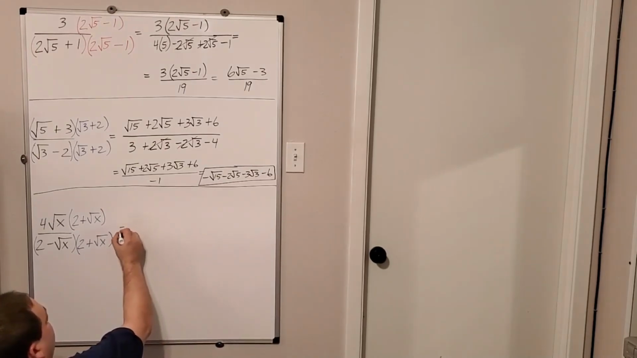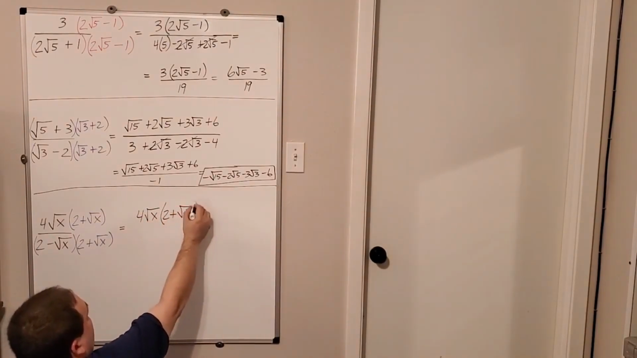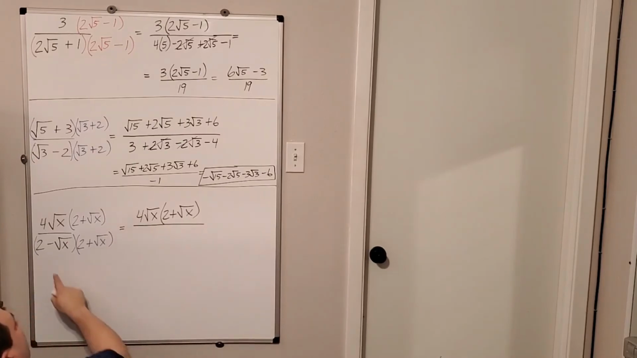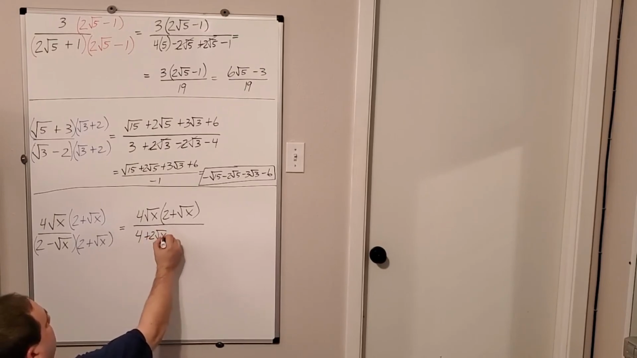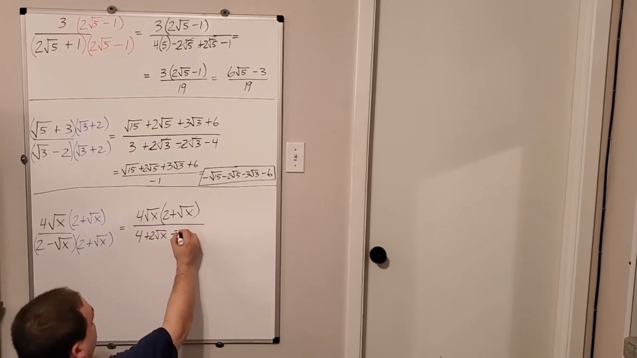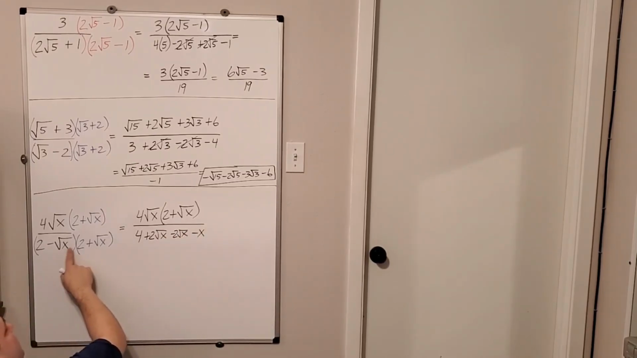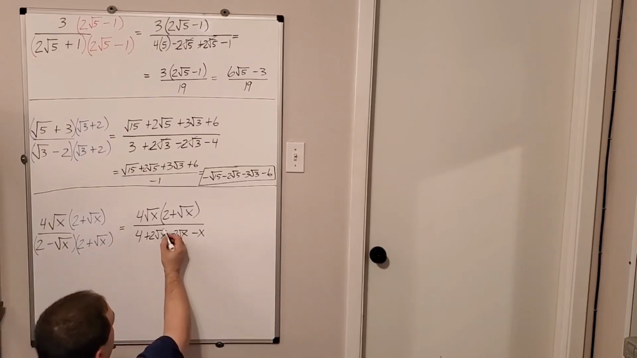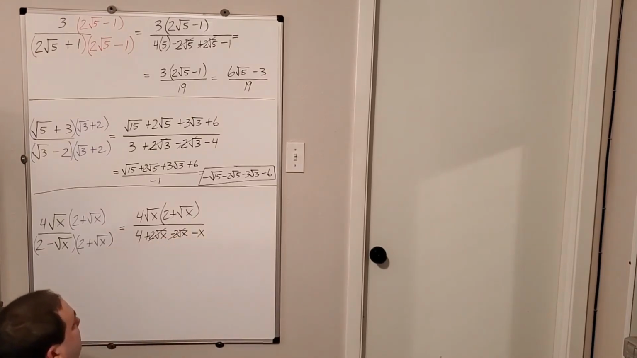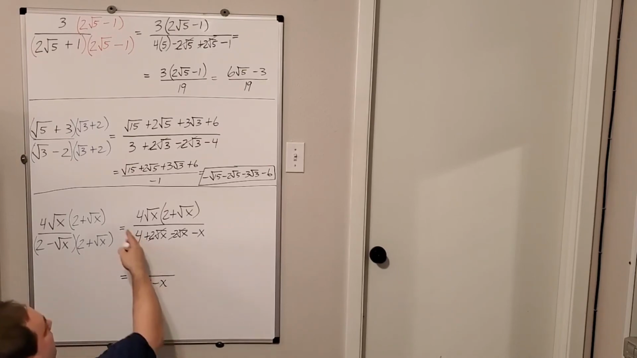So in my numerator, I've got 4 square root of x times 2 plus square root of x. And in the bottom, I'm multiplying out. So I've got 4 plus 2 square root of x minus 2 square root of x and minus x. Be careful you're seeing that, right? Square root of x times square root of x, square root of x squared, that's just x. As before, these add to 0, and I'm simply left with 4 minus x in my denominator, which is not going to really simplify with anything up here.